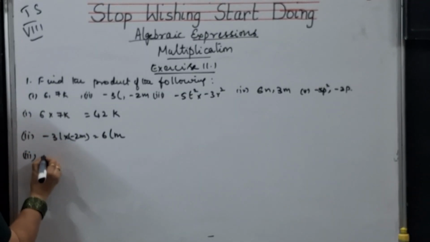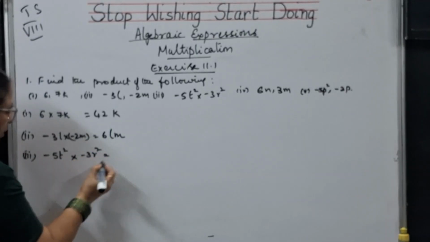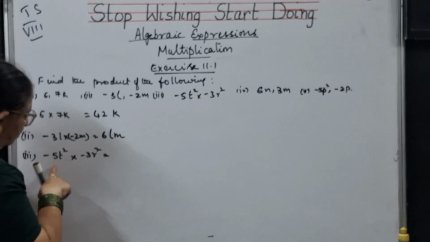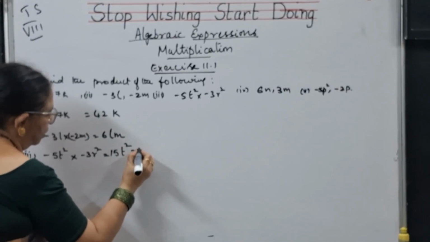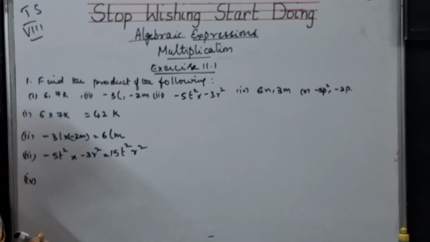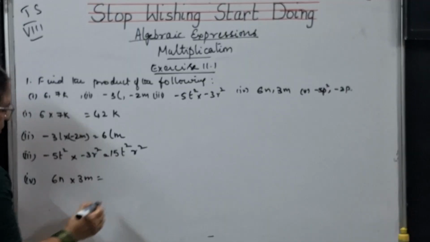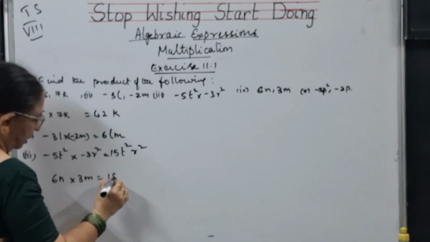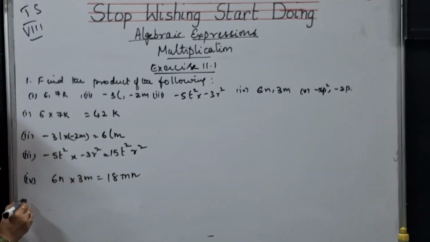Third bit: minus 5t square into minus 3r square. Again here both of them are negative, so no sign. 5 3s are 15. t square r square. Next, fourth bit: 6n into 3m. Again both of them are positive, so positive. 6 3s are 18. n into m, nm, or we can write in the order mn.